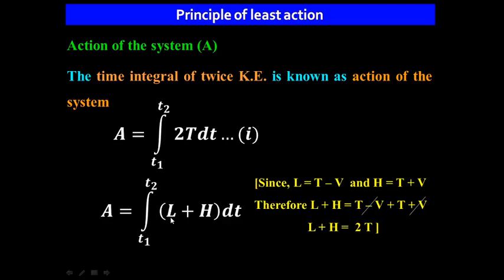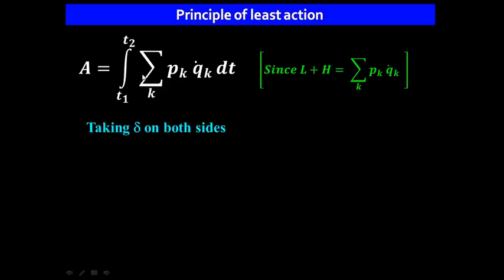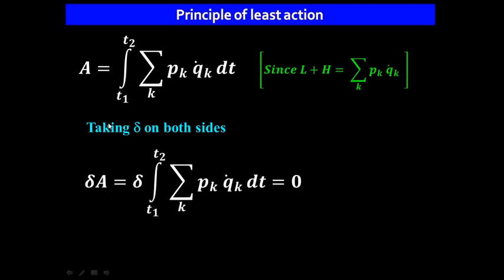Also, the sum of the Lagrangian and Hamiltonian functions is the summation over k of pk into qk dot. Okay, from this equation, in place of L plus H we can write the summation over k of pk into qk dot. Now if we take delta on both sides, if we take the variation on both sides, then the variation of the action of the system will be 0. So delta A is the integral from T1 to T2 of the summation over k of pk and qk dot dt, and this is 0. This expression is nothing but the principle of least action.